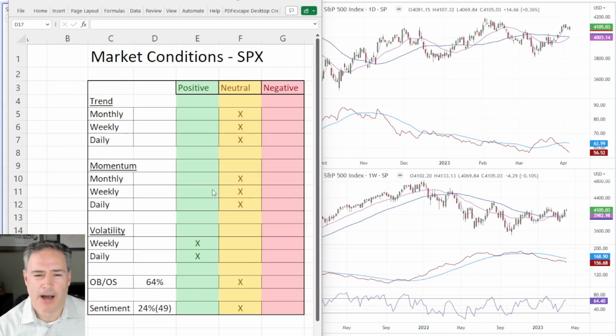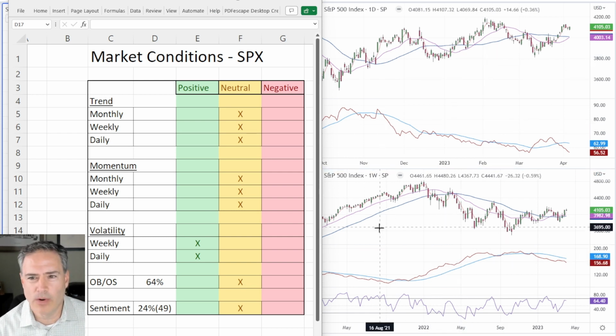Hi, this is Joe Rabil with Invest Like a Pro. I'm going to give you a stock market update, go through the market conditions, and then run through all the different time frames based on trend and momentum. So let's go ahead and get going. I'm going to use the S&P today and just focus on that.